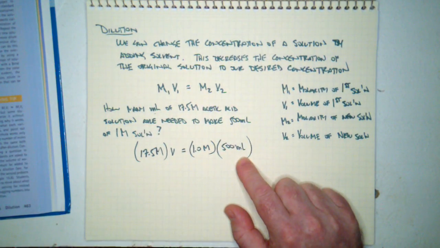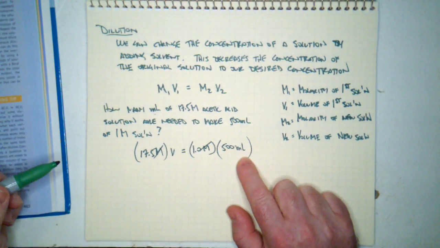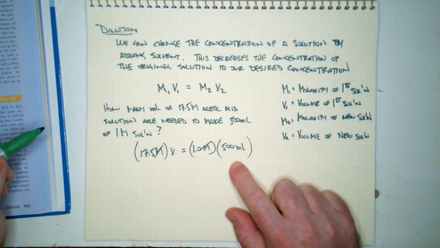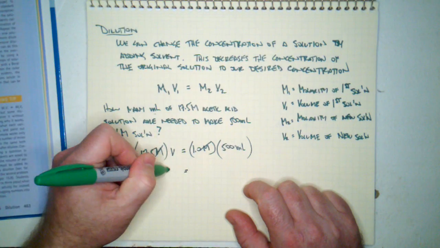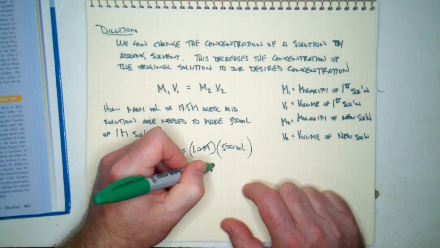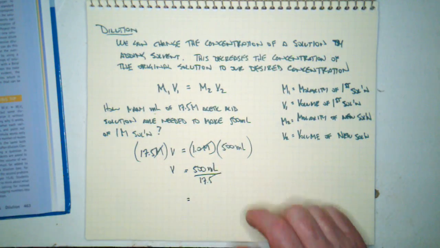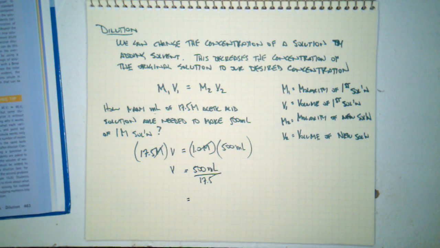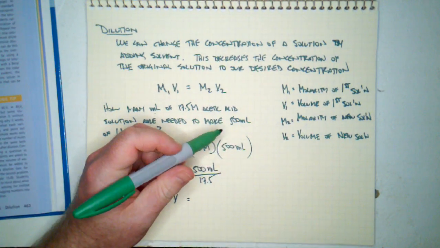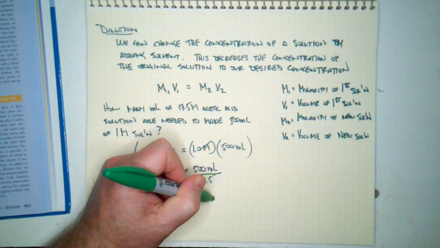Now I don't have to change this to liters, because if I cancel out molarity here, I'm going to get an answer in milliliters. So what it's going to be is V equals 500 milliliters divided by 17.5. V should then equal 28.6 milliliters.